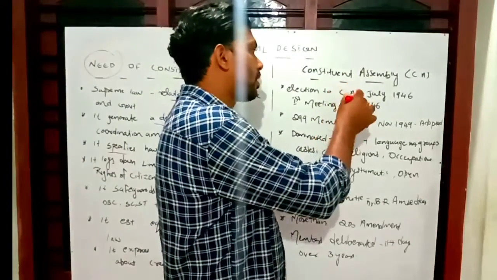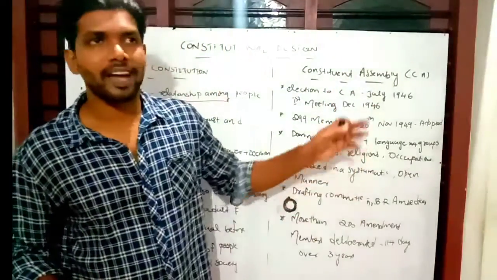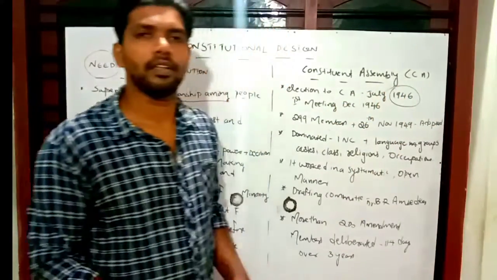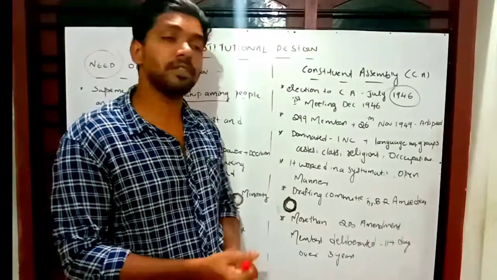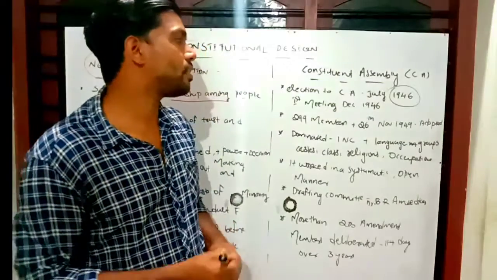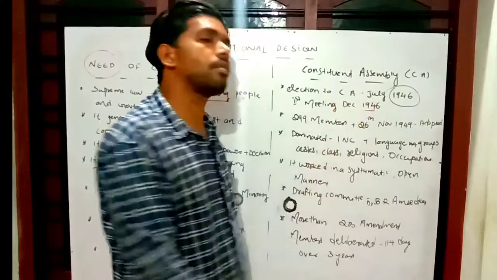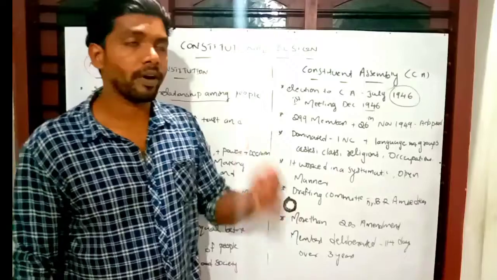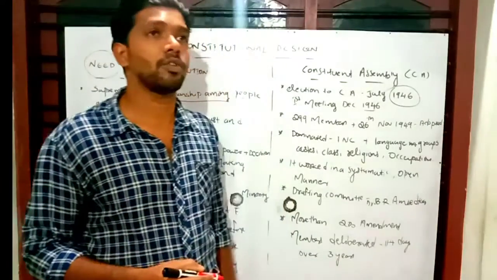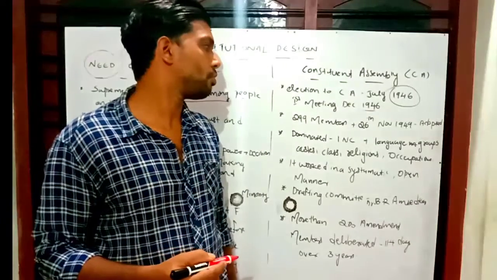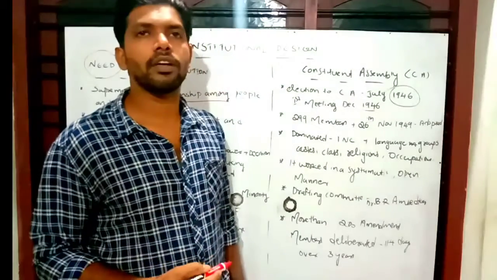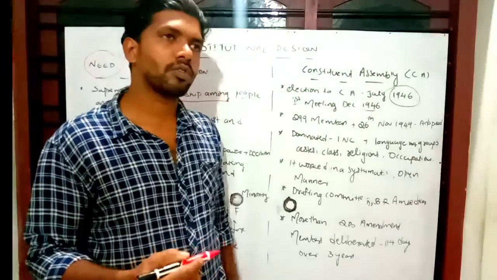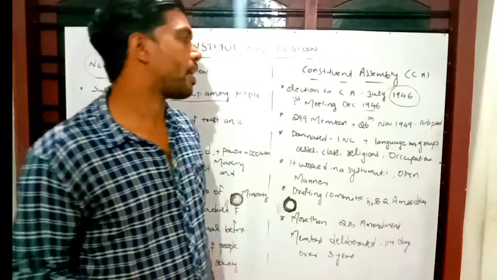The election to the Constituent Assembly was held in July 1946, before getting independence. The first meeting of the Constituent Assembly was held in December 1946. And after almost three years of discussion, debate and deliberation, on 26th November 1949 the constitution was adopted, not published, adopted.